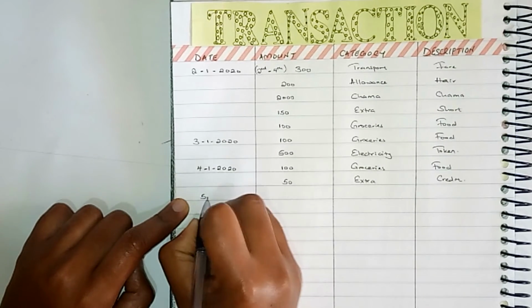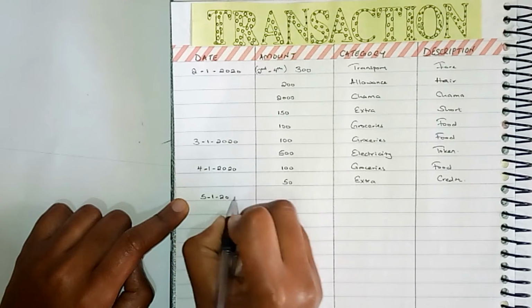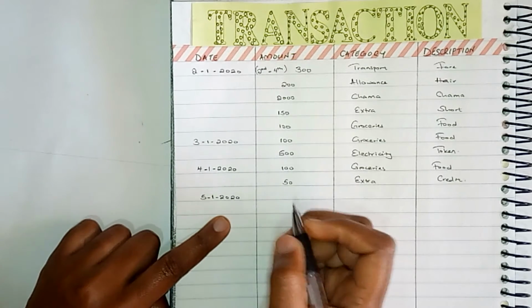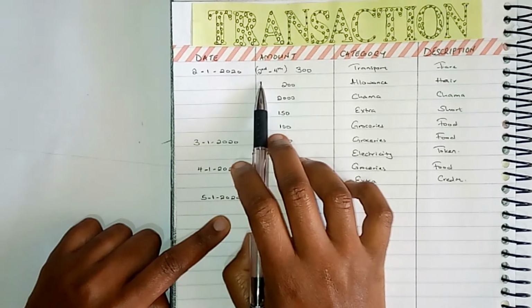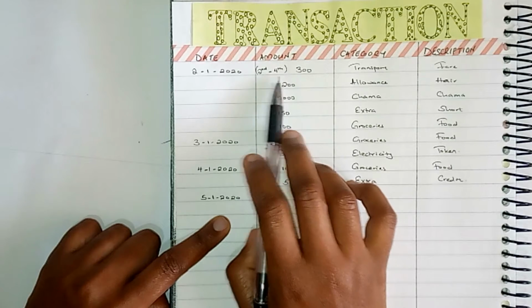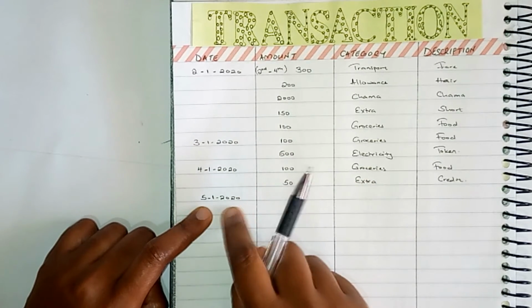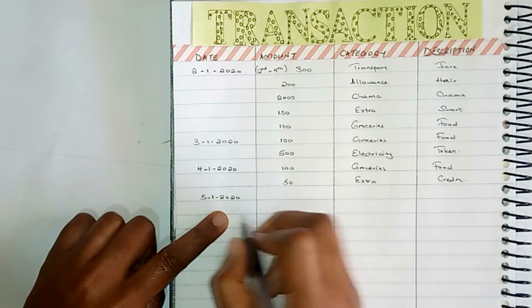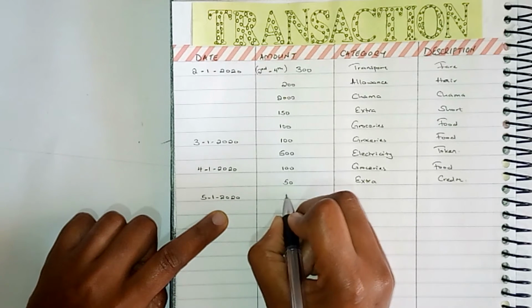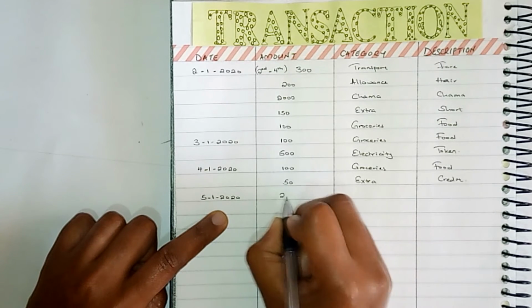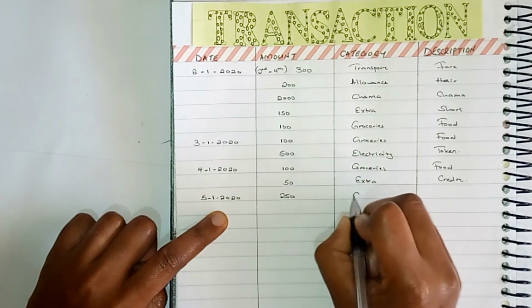Then the 5th was a Sunday, so there's no fare. That is why here I indicated my fare was from the 2nd to the 4th. On the 5th, which was a Sunday, I did not use up any money for fare, but I did buy some groceries, so I used up 250 for groceries.